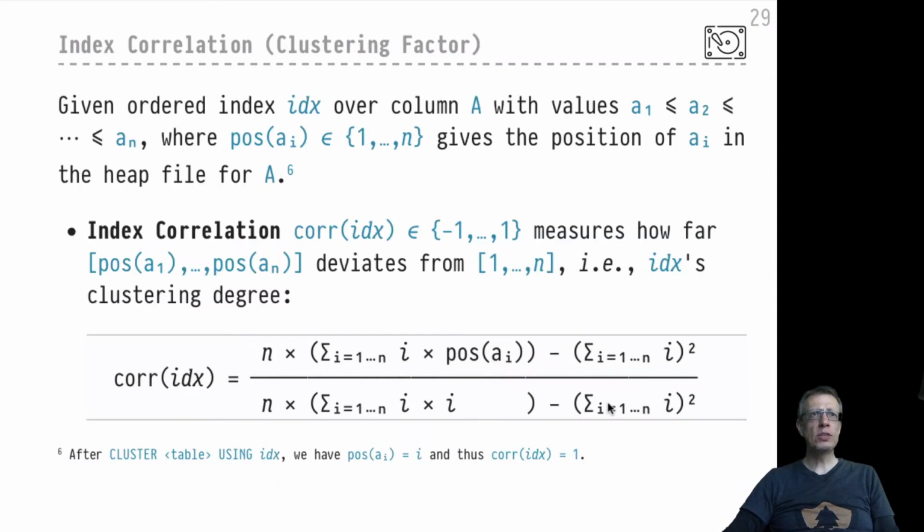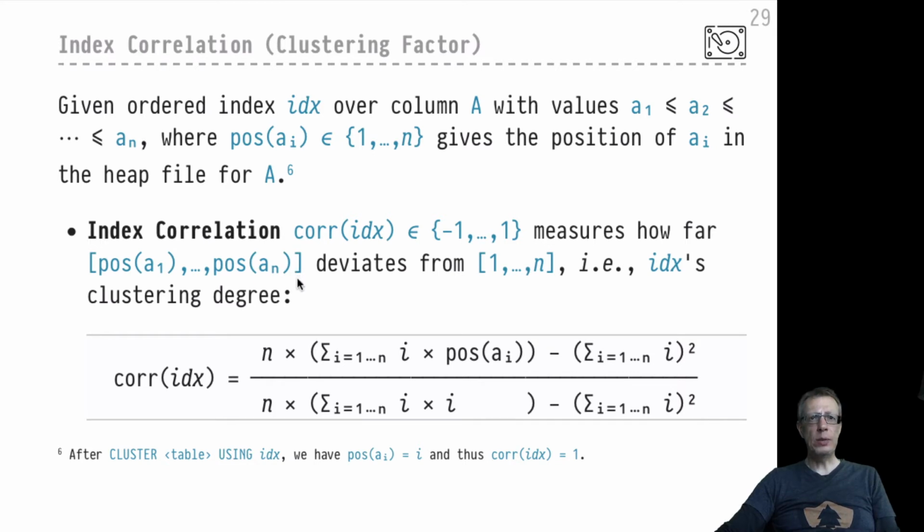What you will find here on slide 29 is only an additional comment on the correlation factor and how that is computed inside PostgreSQL. So let's not look too closely at that. But it is a typical correlation that also builds on this array of pos values, which represents the position of one particular row inside the heap file.